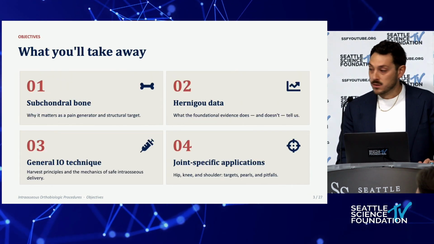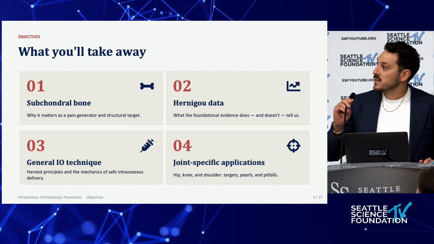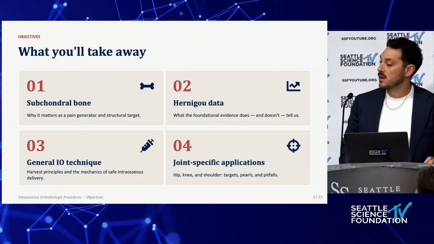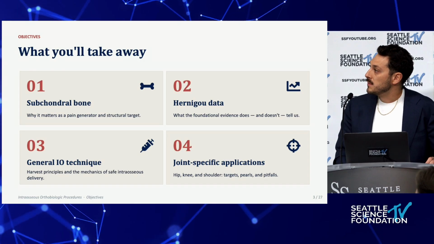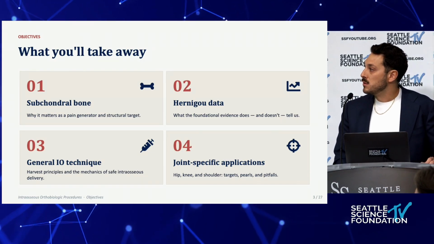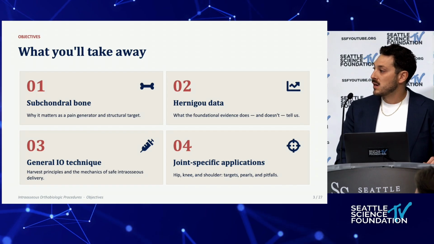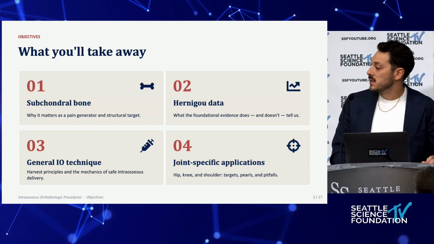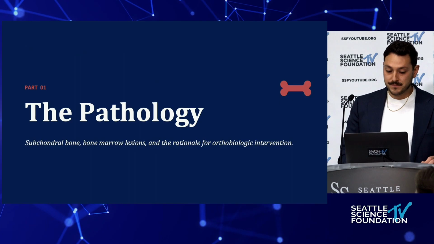All right, so what we'll take away from this talk, hopefully, is some information on subchondral bone, thinking about subchondral bone as a potential target and pain generator, the data to support why injecting into the subchondral bone is helpful, the general intraosseous technique for bone marrow harvesting, and for accessing joint-specific applications.